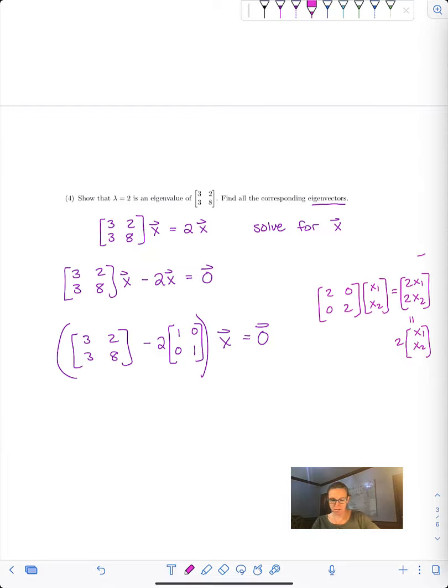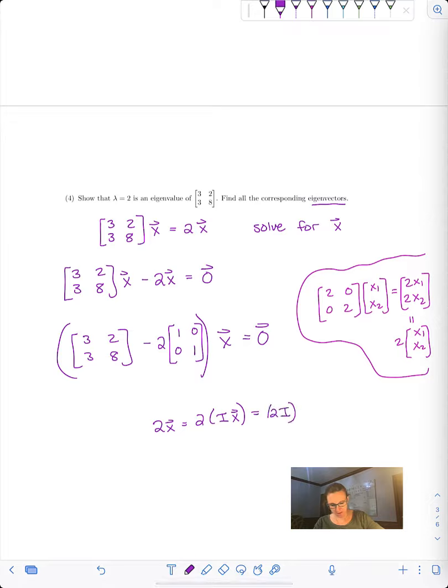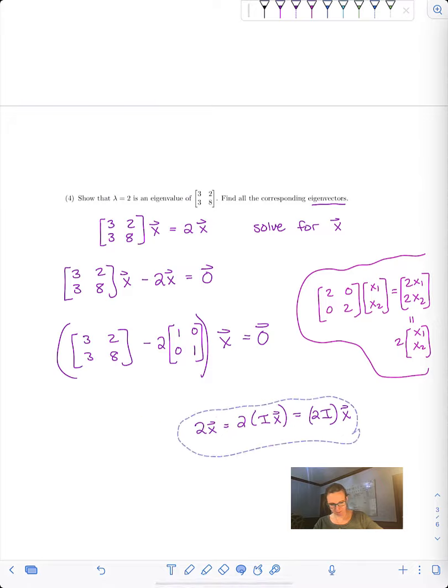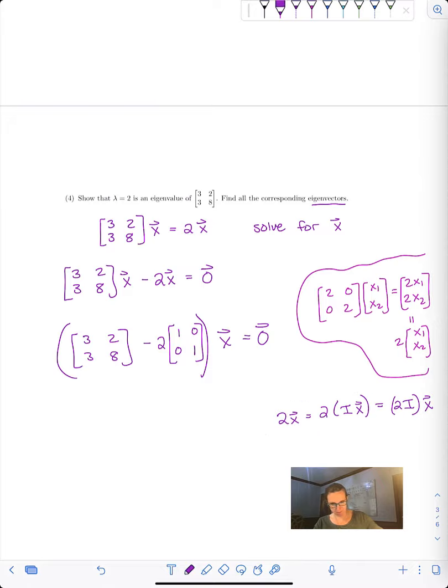So that's an aside, just to make sure you understand that I'm not making something up by sticking that identity in there. It's kind of neat though. It's really because 2 times x equals 2 times the identity times x, and so that therefore becomes 2 times the identity times x by associativity. That's also a little bit of an aside, so we'll keep that there.